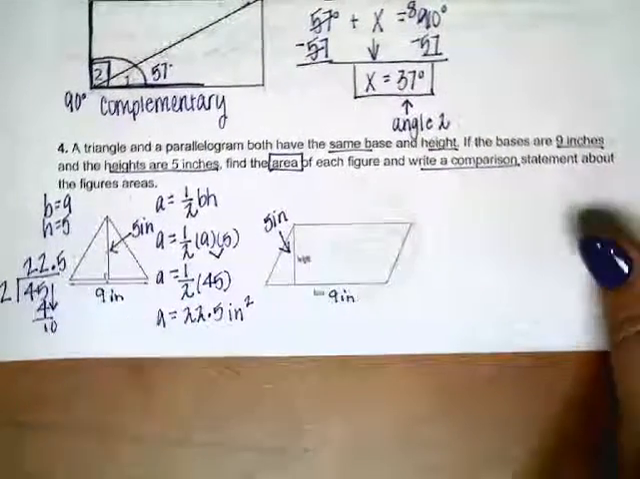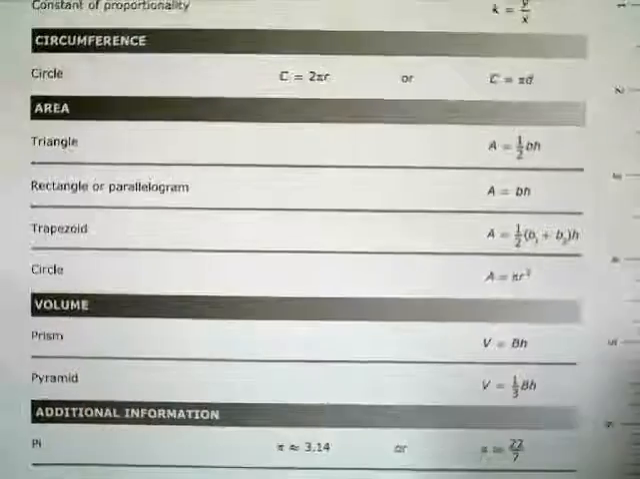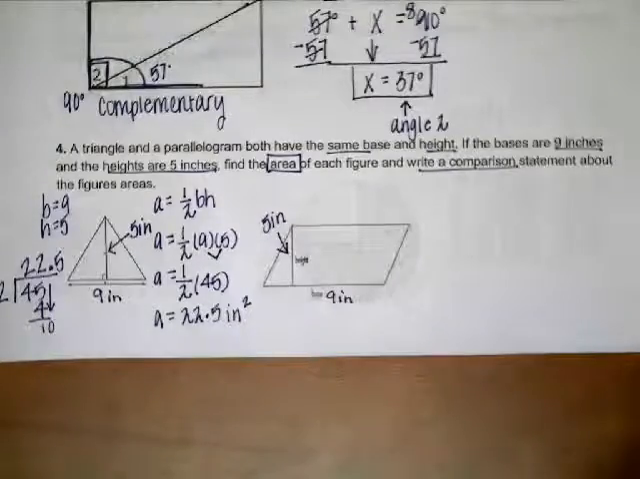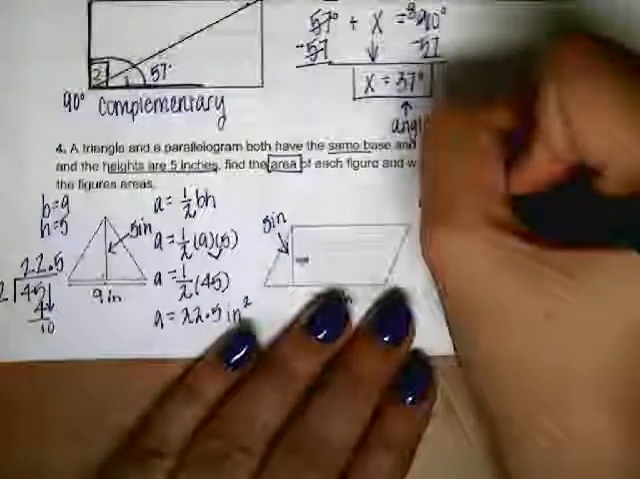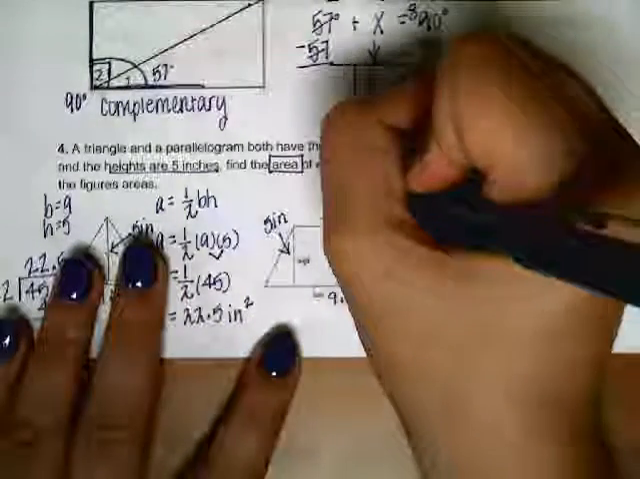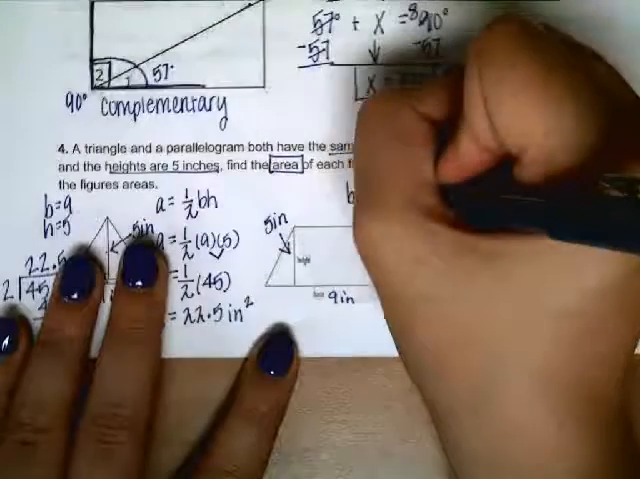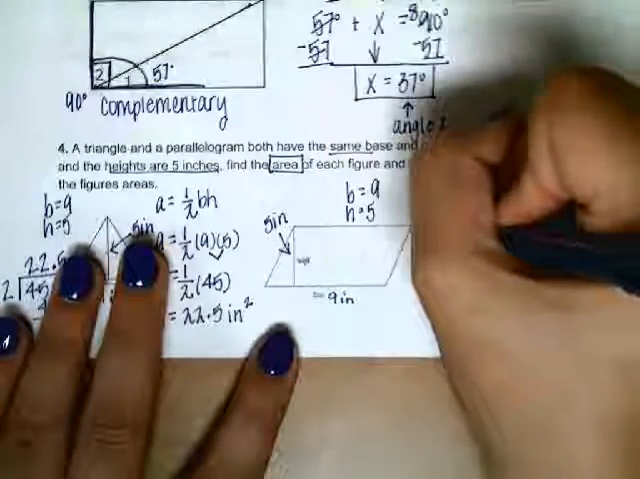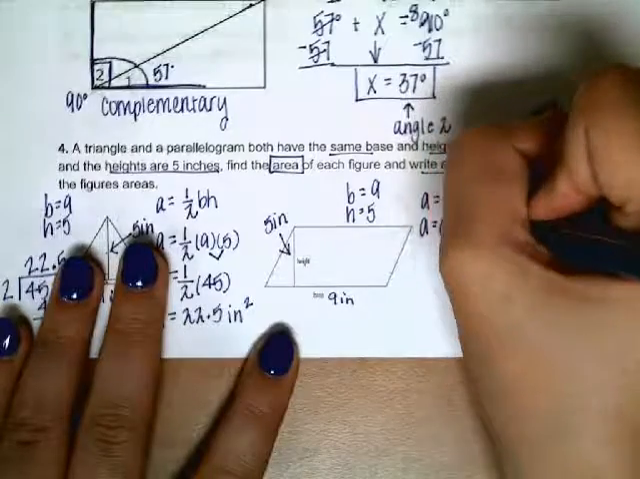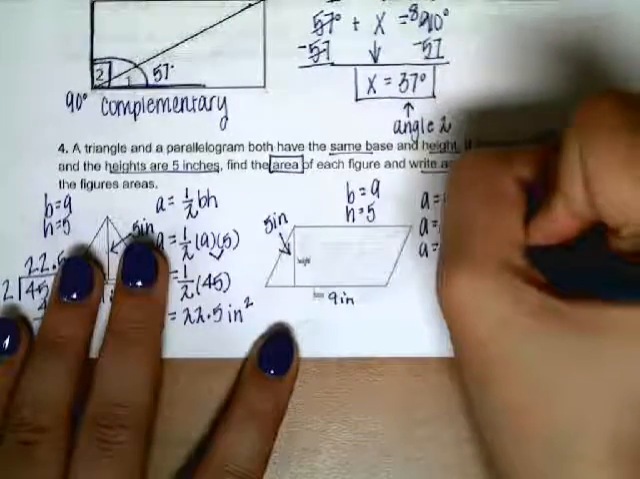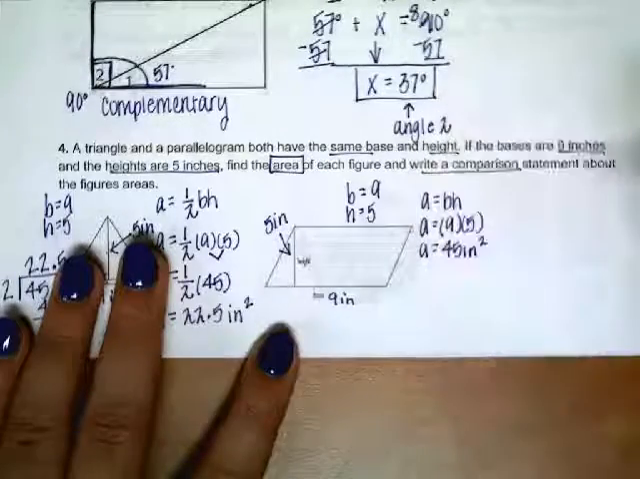If you remember looking at our area formula sheet, area of a parallelogram is base times height. So let's find the area of our parallelogram. We're given base and we are given height. Our base is 9, our height is 5. Plug in our information. 9 times 5, which equals 45 inches squared.